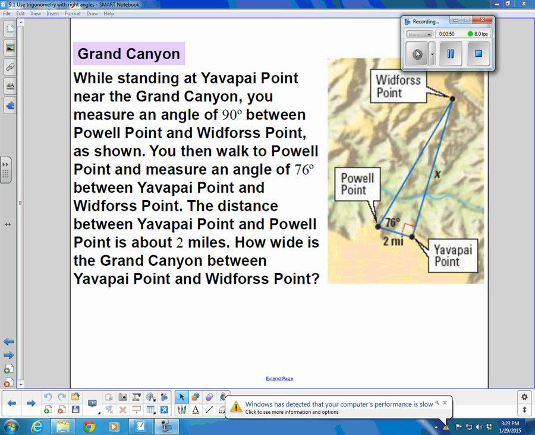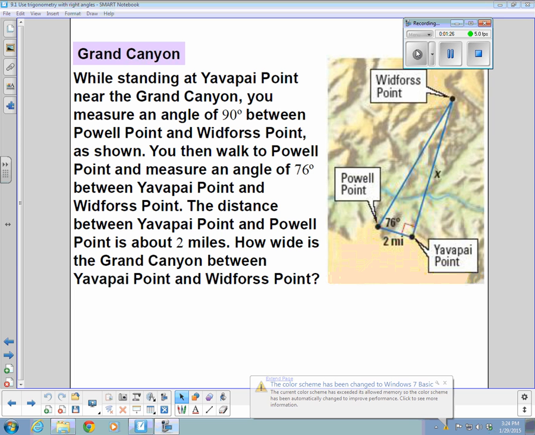We got the Grand Canyon. All right, so here's the word problem. While standing at Yavapai Point near the Grand Canyon, you can measure the angle of 90 degrees between Powell Point and Wingfoot Point, as shown. You can see the picture right there. When you walk to Powell Point, you measure the angle is 76 degrees between the other point across the side. They know that it's about 2 miles in between. So what they want to know is how wide is the Grand Canyon between those 2 points. Let's see if we can figure that out.